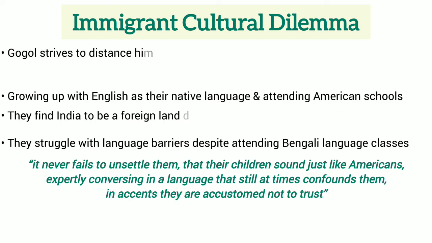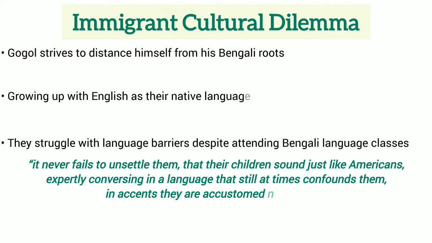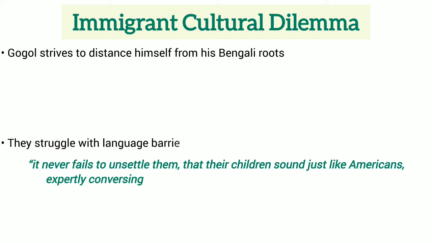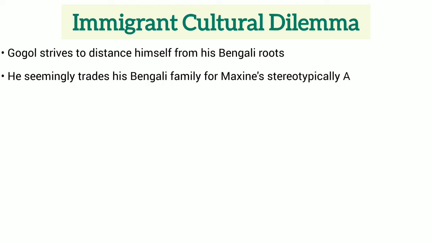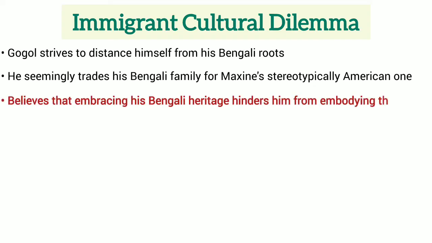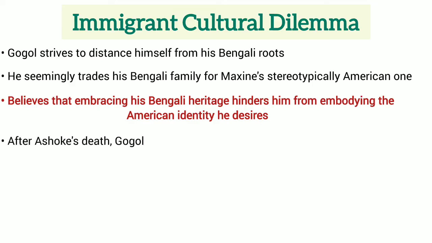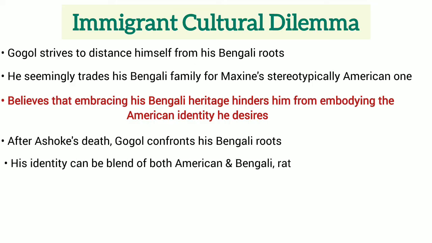Gogol strives to distance himself from his Bengali roots, noticeable in his relationship with Maxine, where he seemingly trades his Bengali family for Maxine's stereotypically American one. Burdened by memories of the past and his Indian connection, Gogol believes that embracing his Bengali heritage hinders him from embodying the American identity he desires. It's only after Ashok's death that Gogol is compelled to confront his Bengali roots, realizing that his identity can be a blend of both American and Bengali, rather than mutually exclusive.